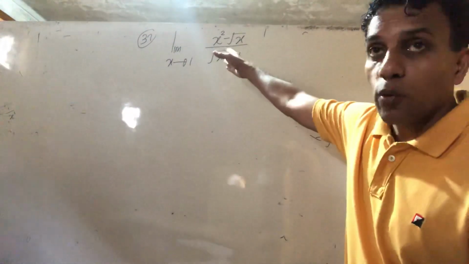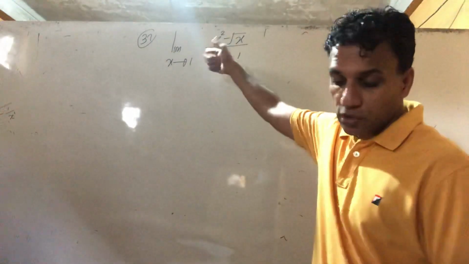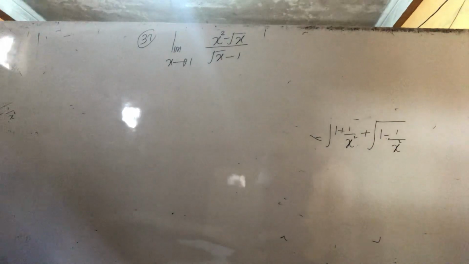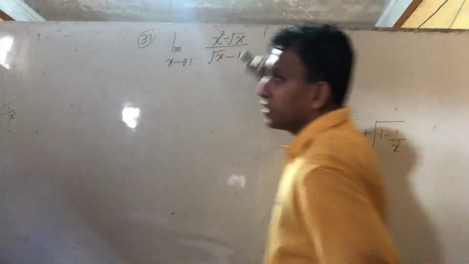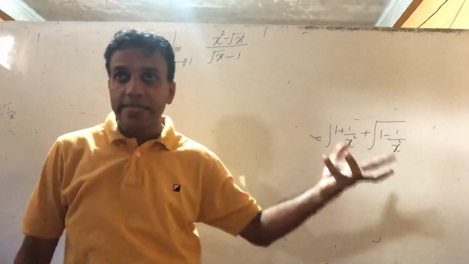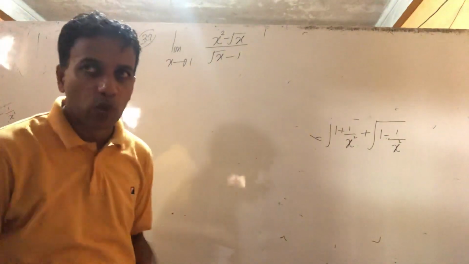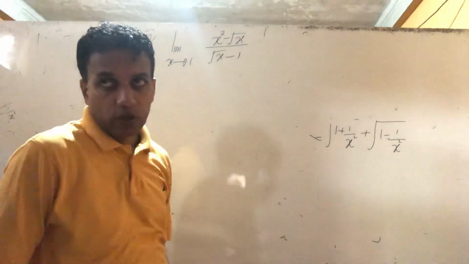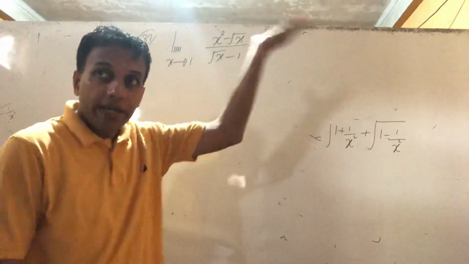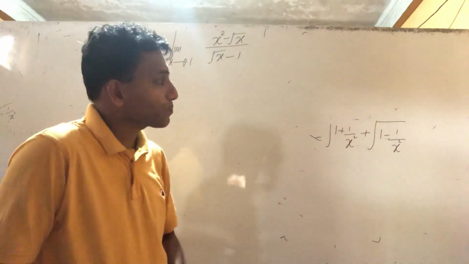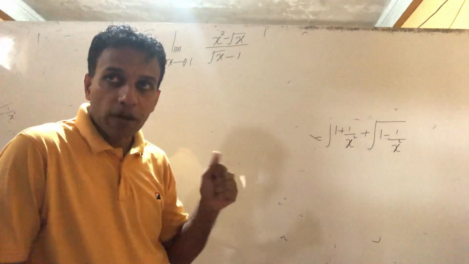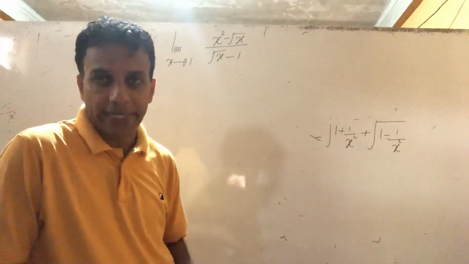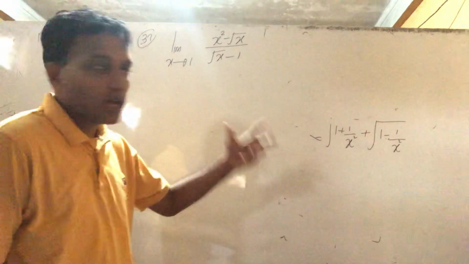So if we put x for 1, what happened? 1 minus 1 is 0, below also 0. Then use another method of simplification. Here both numerator and denominator are in the square root pattern with a negative sign. So in this case, as I showed in the previous videos, multiply the numerator and denominator by both of their conjugates. Then you can get the answer.